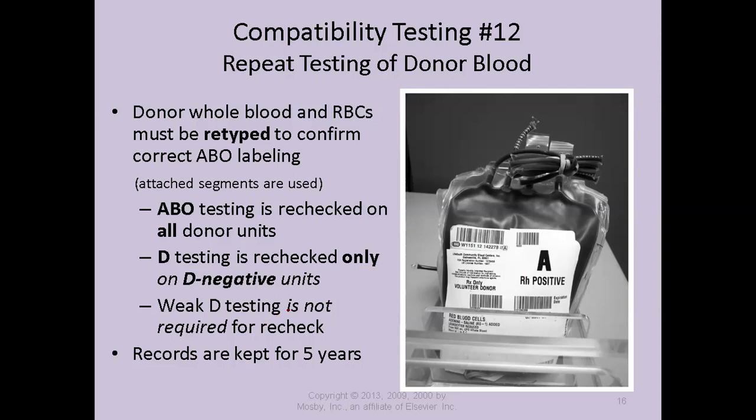And so think about why that's important. We know that when we have Rh negative recipients, we ideally want to give them Rh negative red cells. Okay, and so it's really important that we double check that. These records are kept for 5 years. Okay, so remember, every unit gets their ABO type checked. We check the Rh only on the Rh negative units.